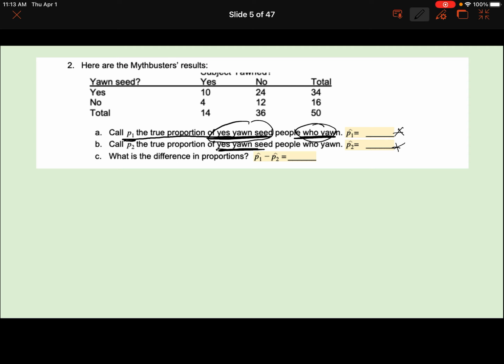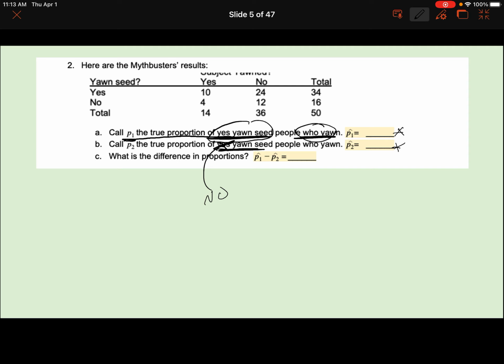Oh, yeah, there's a typo here. Weird. Okay. This should say no. I'm going to go fix that in your Google Doc. I was going to say those are literally the same thing. So P2 is the proportion of no yawn seed people who yawn. And then I want you to find the difference. Hit pause and go, and then play when you're ready to go over those.